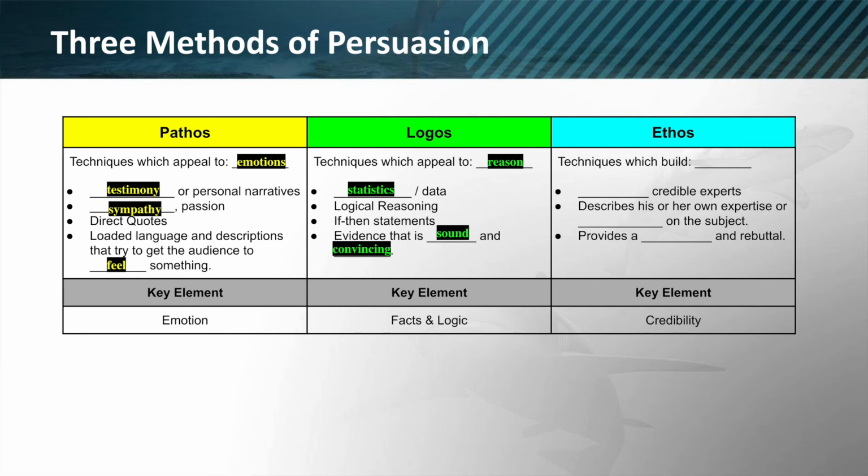The third persuasive technique that we are going to explore is ethos. Ethos is a technique which builds trust. You might see celebrity or credible experts. They might just be famous people that you admire that don't have much to do with the product, but you know them and you trust them based on how you know them. You'll see some examples soon. These ads can also describe the person's expertise or knowledge on the subject, and they often provide a rationale or rebuttal for why this product is valuable to your life.